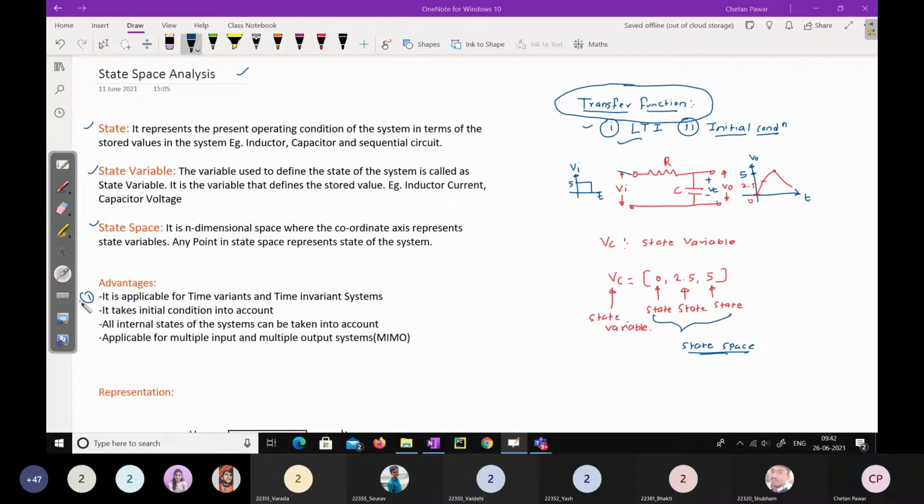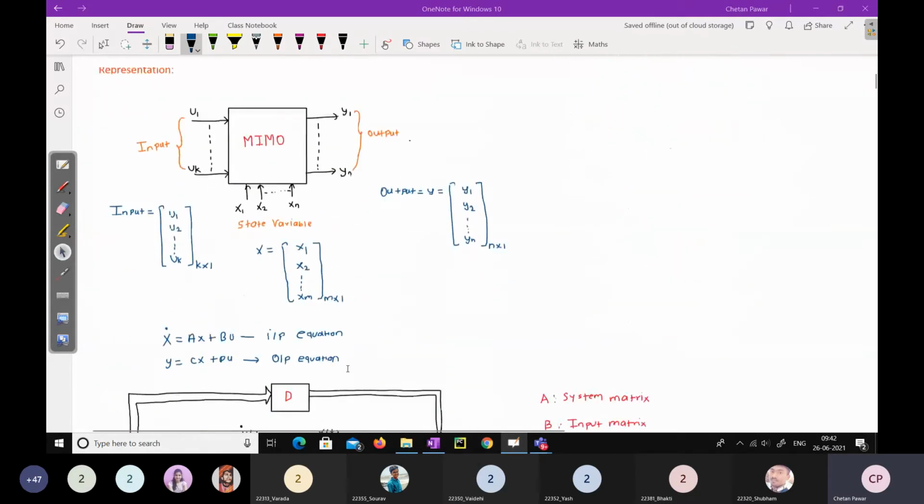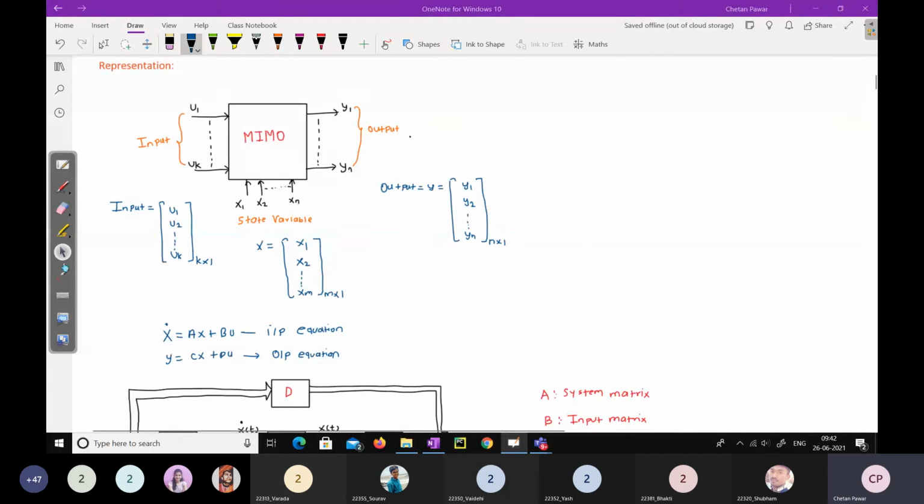Okay, so now here you can see the representation of the system. This is a multiple input multiple output system. U1 to UK are the inputs, so there are k inputs. Y1 to Yn are the outputs, so there are n outputs. And the state variables are inside the system. For the representation purpose, I have shown it here. Those are the internals. Only the signals U1 to UK and Y1 to Yn you can observe externally.